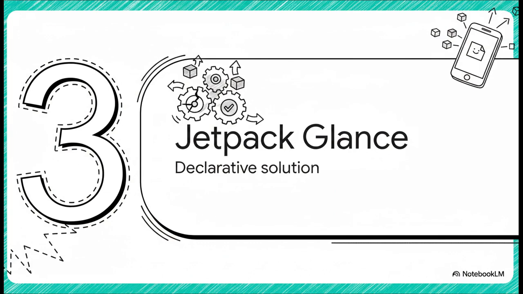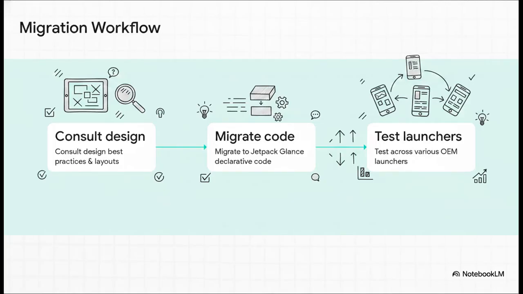Section 3. Migrating to Jetpack Glance, the declarative solution for developer velocity. So, the crucial point is how they actually escaped this technical debt. They didn't just dive in and start coding. They followed a really clean three-step workflow. First, they studied the Widgets on Android design page and canonical layouts to figure out best practices for tight spaces. Second, they actually migrated to the Jetpack Glance declarative code. And third, they rigorously tested across various OEM launchers, which, as we all know, is completely essential in the Android ecosystem. This organized approach meant they went from planning to shipping in less than a month.